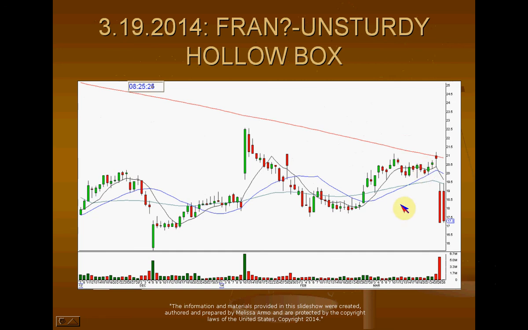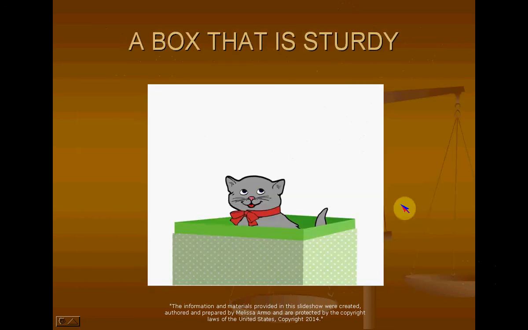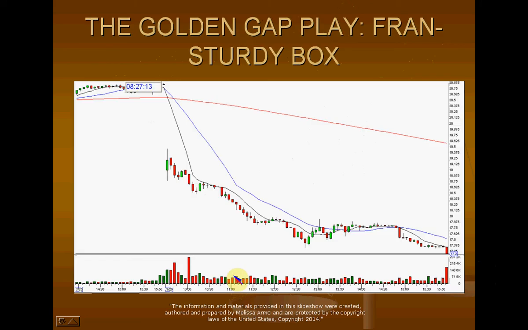So what I'm looking for when I take a trade is a box that's sturdy. Like this guy here, he's very happy. He's fat, too. He's really, really fat. He weighs a lot, and this box is still holding him. This is what I call a sturdy box, okay? This is a trade. The sturdy box is the gap.